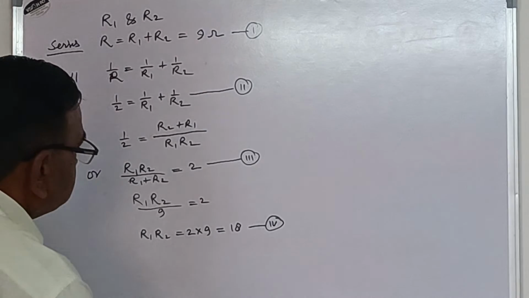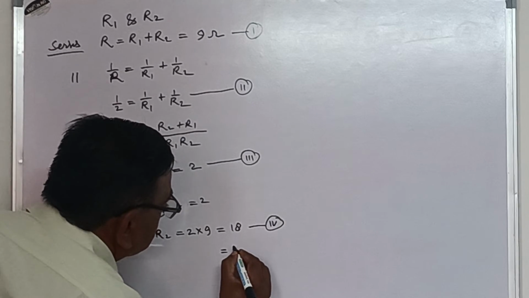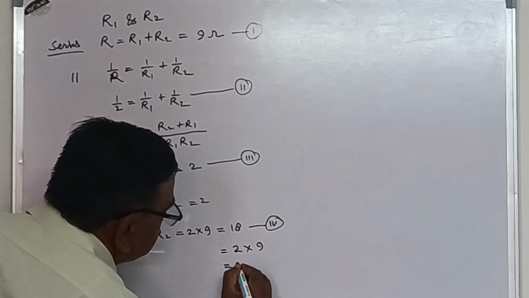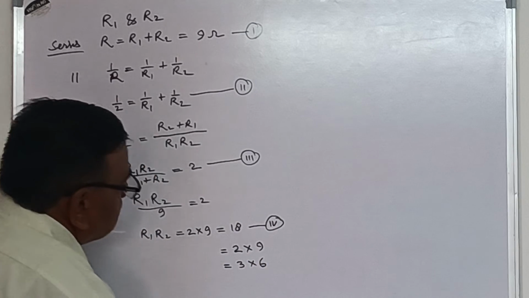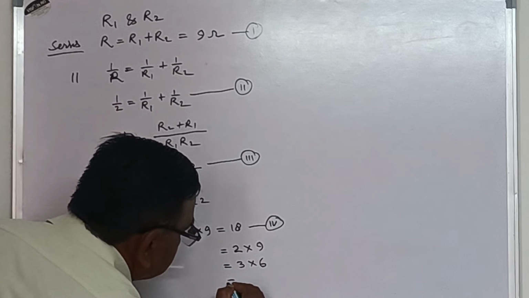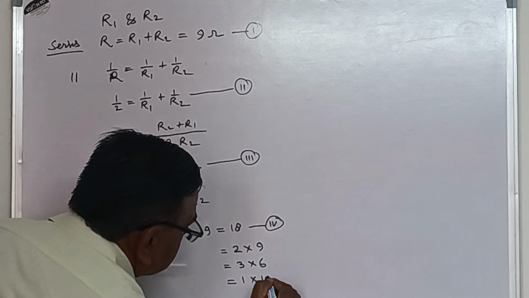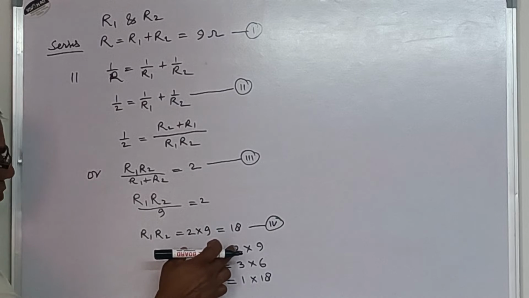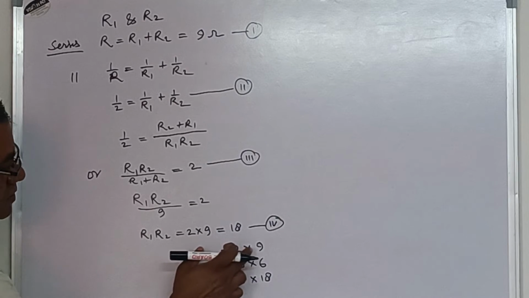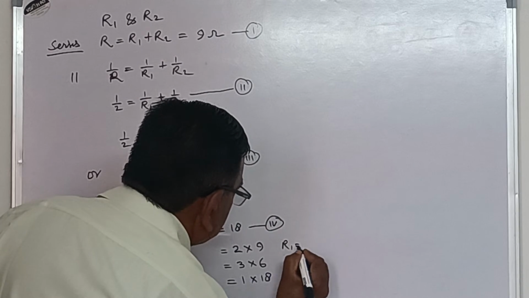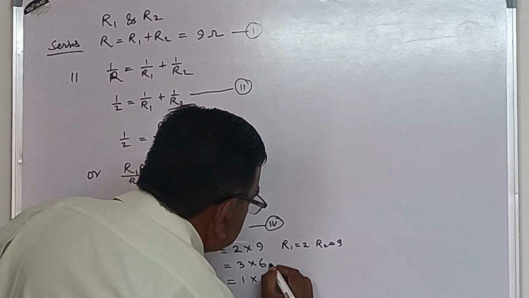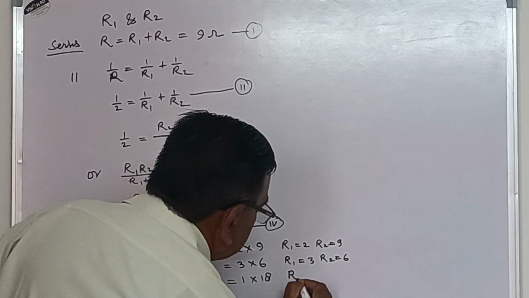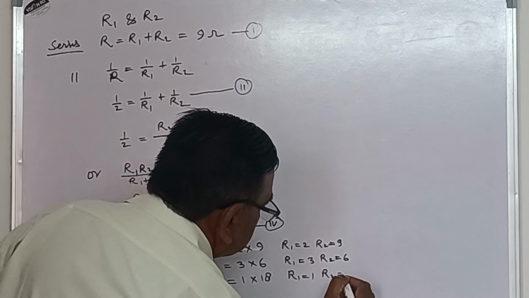Ab 18 ko aap aise bhi likh sakte hain, jaise ye hai, this is 2 multiplied by 9, ye aise bhi likh sakte hain, 3 multiplied by 6, 3 6 ja 18, 2 9 ja 18, and 1 multiplied by 18. This R1 multiplied by R2 can be written in three forms. Here, this is R1, this is R2. Here, R1 is equal to 2, then R2 is equal to 9. Here, R1 is equal to 3, then R2 is equal to 6. Here, if R1 is equal to 1, then R2 is equal to 18.